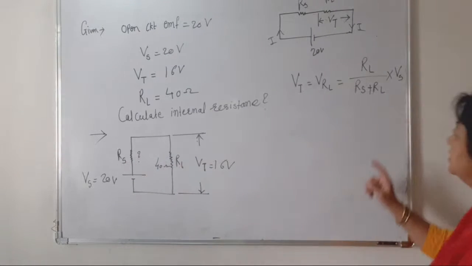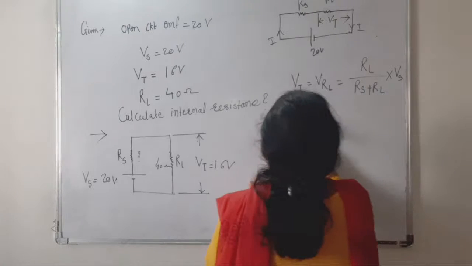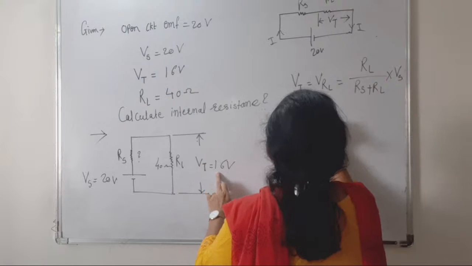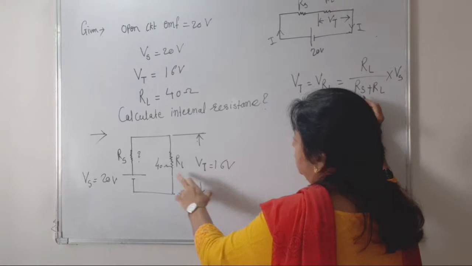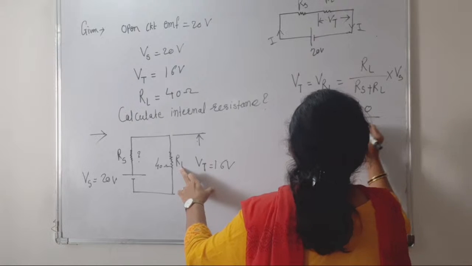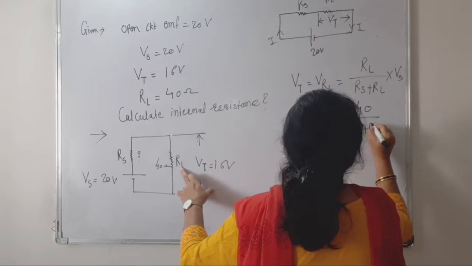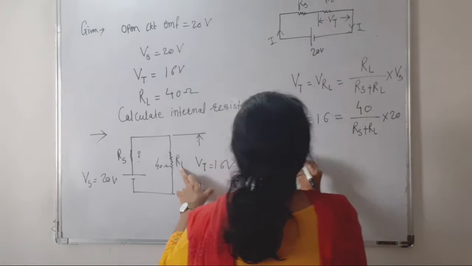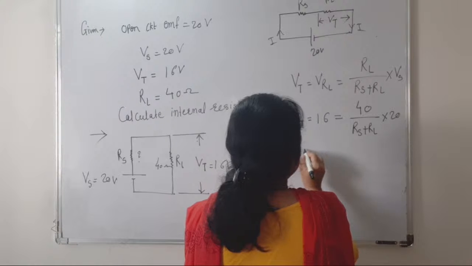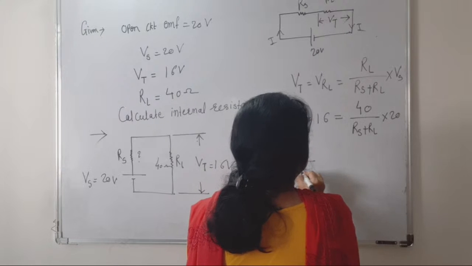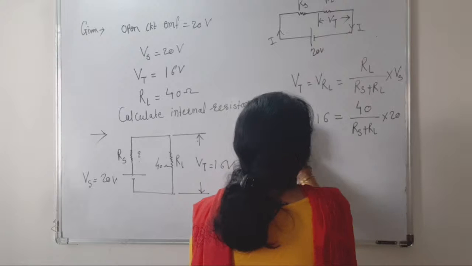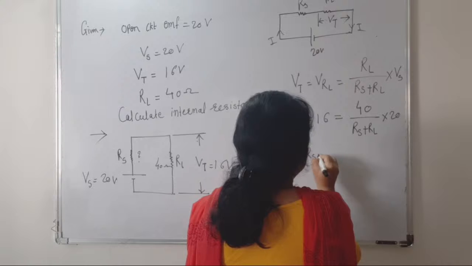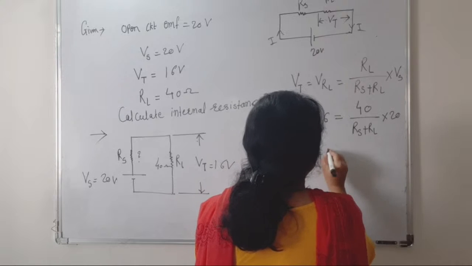ओके. So we insert the values here. VT is equal to what? VT इक्वल टू काय दिलाय आपल्याला? 16. 16 equal to, what is our RL? 40 upon RS plus RL multiplied by Vs, which is what? 20. Therefore 16 upon 20, or we write 16 multiplied by RS plus RL, which is what? 40.